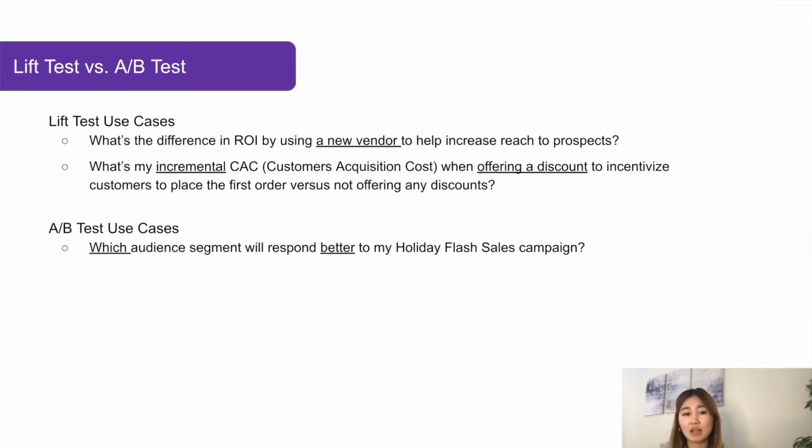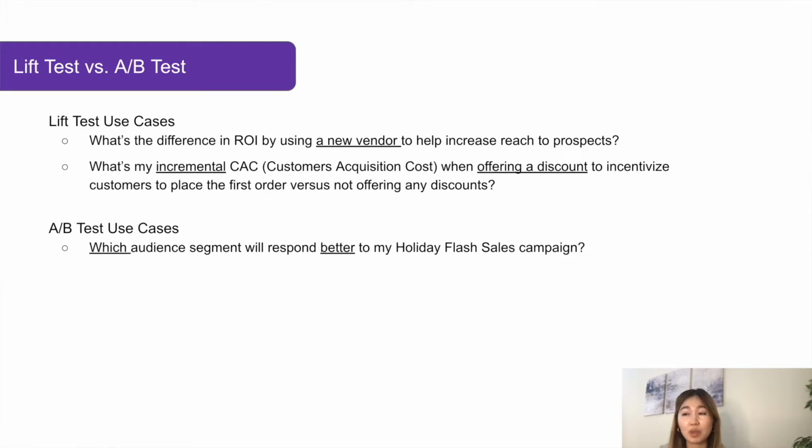In terms of an A/B test, the use case will be which audience segment will respond better to my holiday flash sales campaign. So the keyword here, which, tells you that we're trying to compare two different things and see which one's better. So there are going to be two variations.